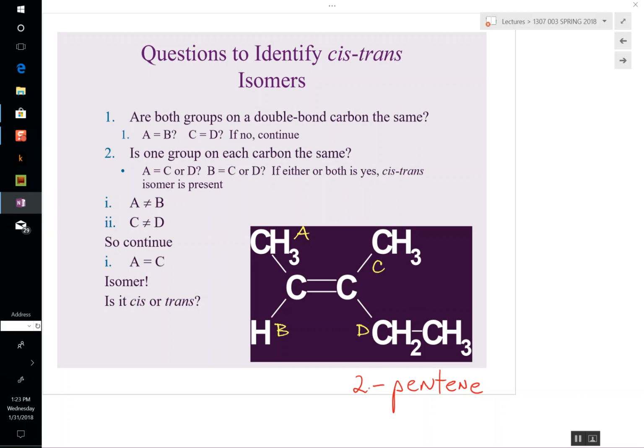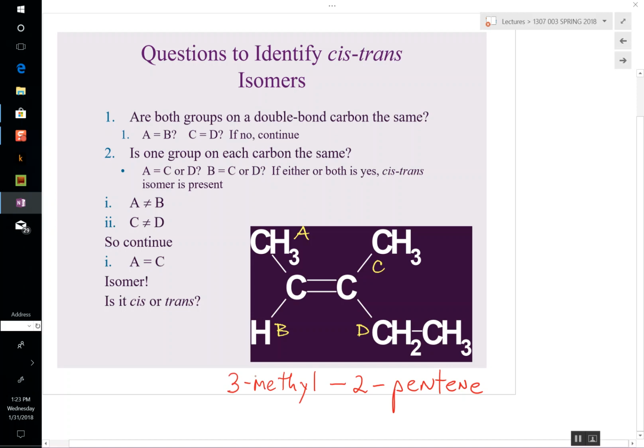1, 2, 3, 4, 5. There's 5 carbons represented here. That looks like a methyl, but it's not a methyl substituent. It's the beginning of the longest chain. Okay? So the only thing we left out was right here. And so that is a methyl. And where is it? Carbon number 3.